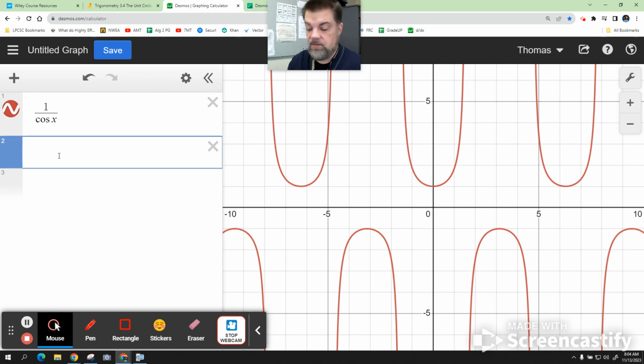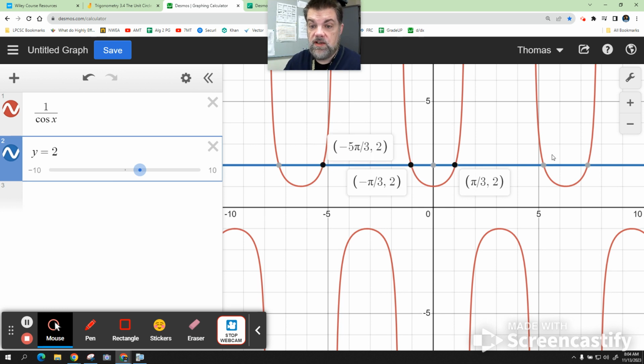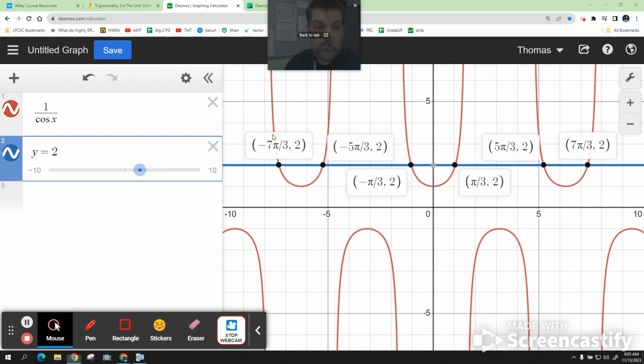So let's just put in like y equals 2. And if I plug in this point here at pi over 3, it equals 2, and at negative pi over 3, it equals 2. Same thing here, same thing here. So because it's symmetrical, in other words, if you were to divide this in half, it's symmetrical about the y-axis. So the left-hand side of the y-axis mirrors the right-hand side. So if I go the same distance in the negative x direction that I go in the positive, I'll get the same y value. So let's just take a screenshot of that too.